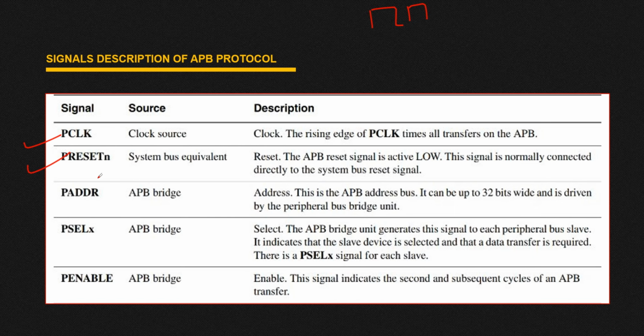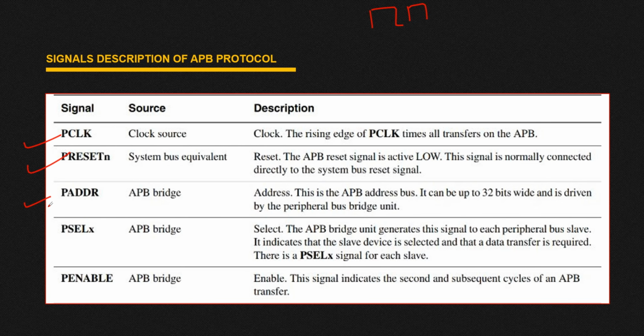Now we have PADDR. What does it mean by PADDR? Suppose I have one memory where we have multiple address blocks. At which address block I want to pass the data, or from which address block I want to read the data, that we decide from PADDR. The address which you pass from your master denotes where you are going to write the data and from where you are going to read the data.